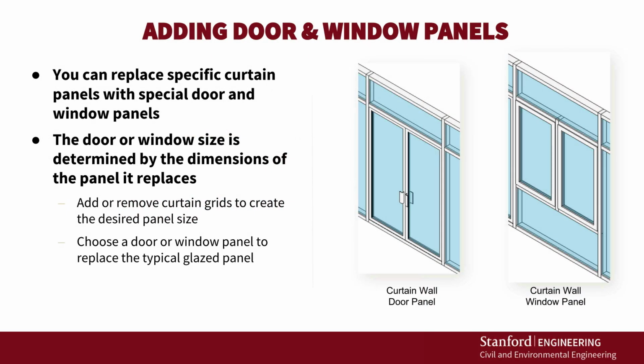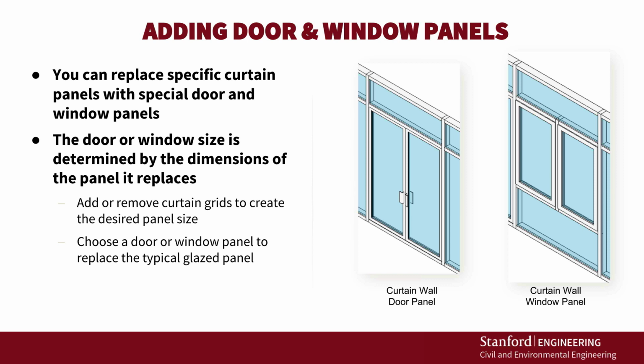In addition to replacing glazed curtain panels with new panel types that represent different materials, you can also replace specific curtain panels with special door or window panel elements. The size of the door or window panel element will be determined by the dimensions of the panel that it replaces, so you may need to add or remove curtain grids to create the desired panel size first. Then, you can choose a door or window panel to replace the typical glaze panel.